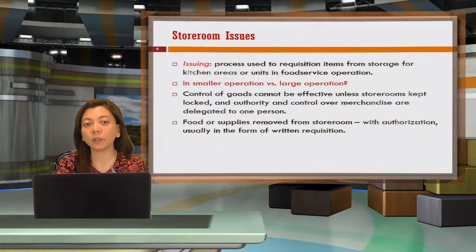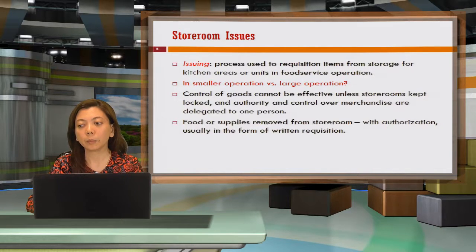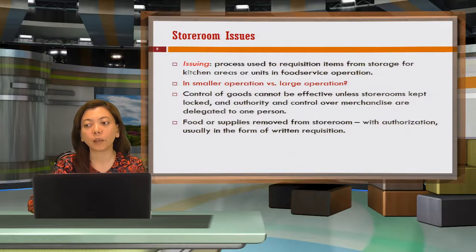It will differ in terms of the size of the operation. For example, in a smaller operation, normally they would purchase a food item and then use it directly. It goes straight into the production. But if it's a larger operation, normally they would have a storeroom, a storage area, whereby you have a person in charge of that room, and they will only issue the food item if it is being requested.